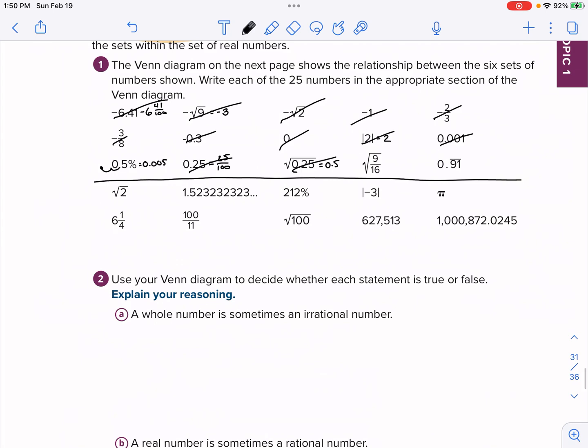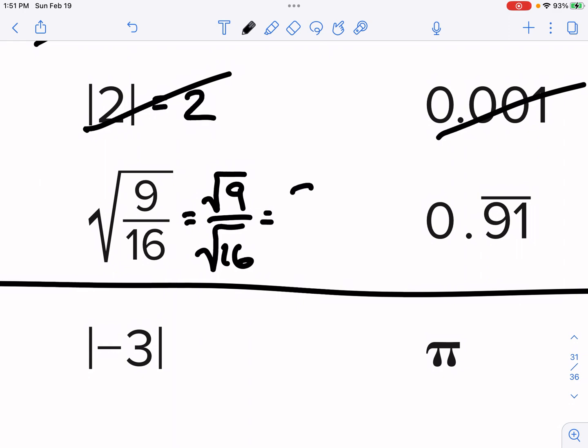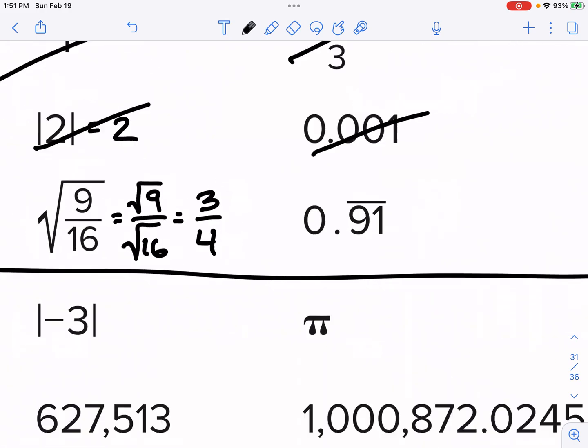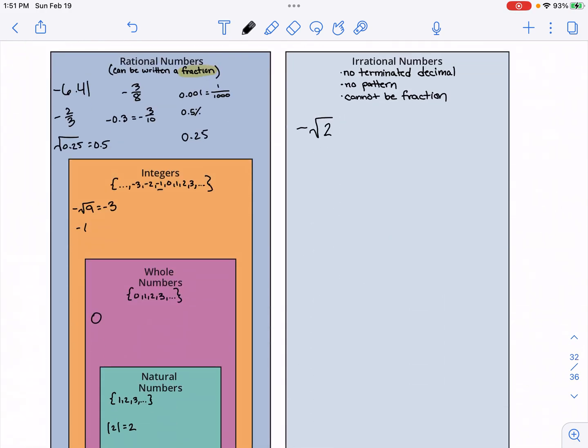All right, let's simplify our last two. This one here, square root of 9/16. You can actually simplify when you have a square root of a fraction like this. This might look a little bit confusing, but if I write it like this, the square root of 9 is 3, square root of 16 is 4, and 3/4 is a fraction, so that means that this is rational. So let's put square root of 9/16.